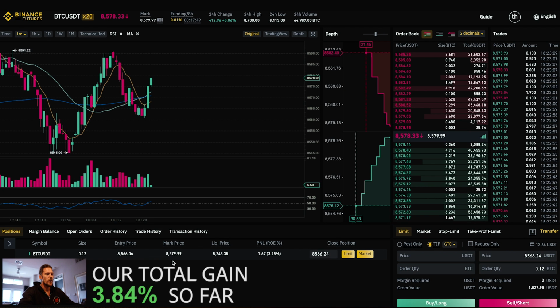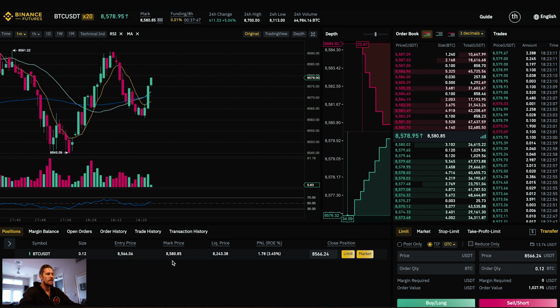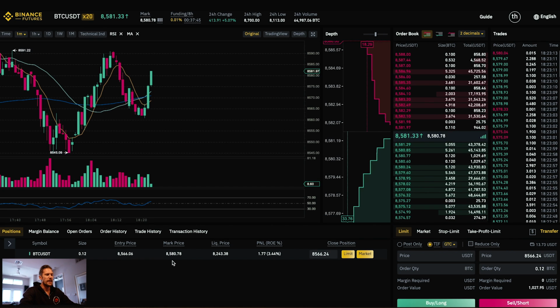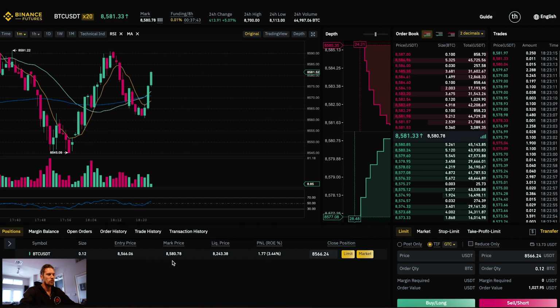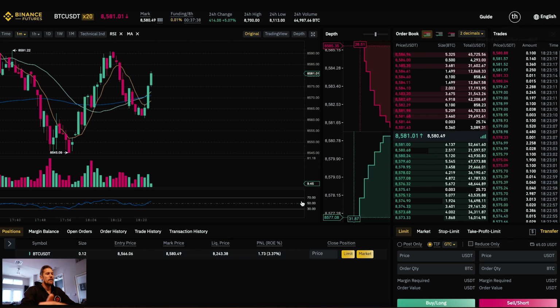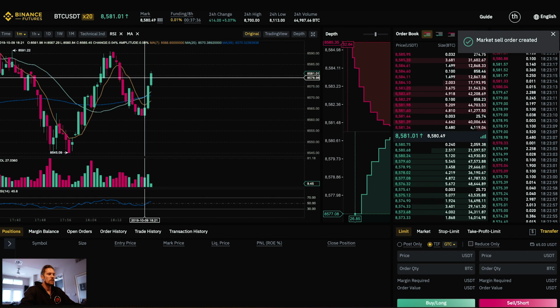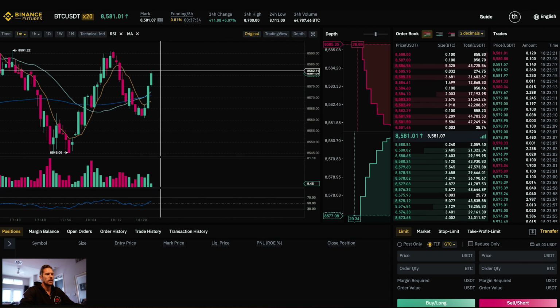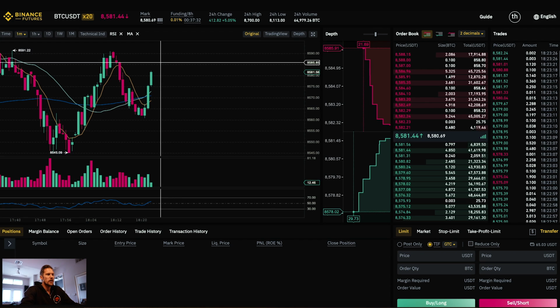Our market price right now for the spot is 8,580. And now look at this green candlestick, so beautiful, such a sexy candlestick. We're at 3.6. We're above 3% return. I don't even think I can say a limit on it. Let's just click market and close it.